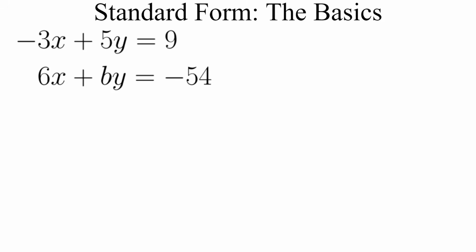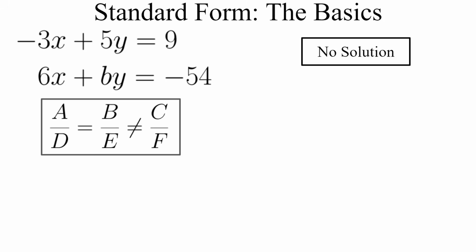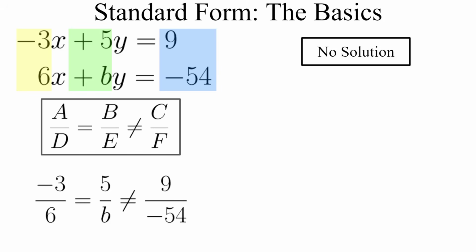And similarly, you can do this to find constants as well. So let's say I tell you this one has no solution. I'm going to first write down what we know about no solution. A over d equals b over e is not equal to c over f. Then I'm going to identify, circle, put a rectangle around all those constants, and put them into that relationship. So negative 3 divided by 6 equals 5 divided by b is not equal to 9 divided by negative 54.